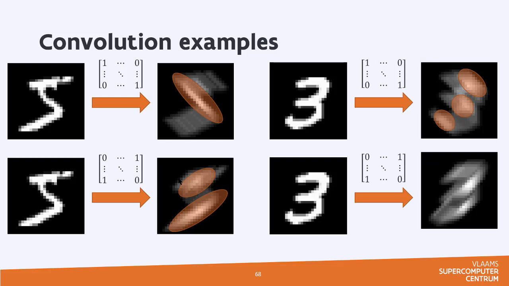Now these matrices are not given up front, they are in fact also learned by the neural network. So the deep neural network will in fact learn which features to extract using this kind of convolutional technique.